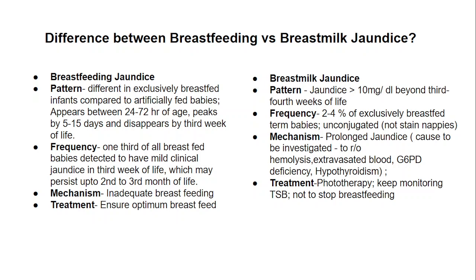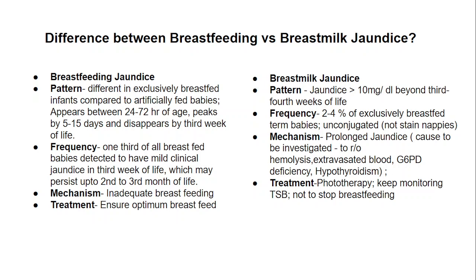And why is this caused? Because there is inadequate breastfeeding, and the treatment is to ensure optimum breastfeeding. Whereas in breast milk jaundice, the pattern is that jaundice is more than 10 mg per deciliter and beyond 3 to 4 weeks of life. The frequency is that 2 to 4% of exclusively breastfed term babies develop this breast milk jaundice, and it is usually unconjugated. It does not stain nappies.